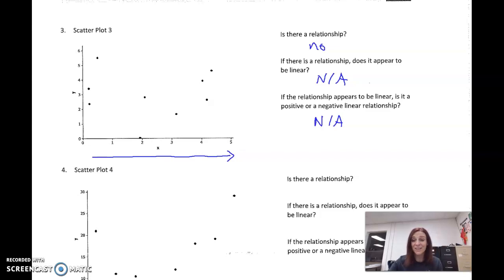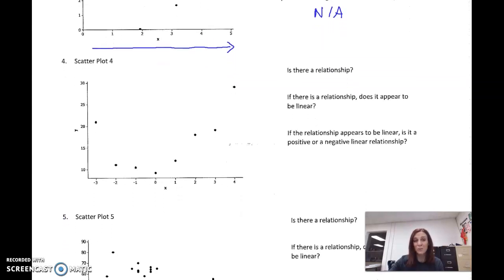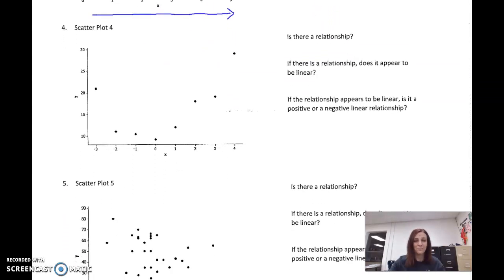Okay, and that's real life data too. If you were a scientist or doing some statistical analysis, that might be information for you. All right, let's look at this one.